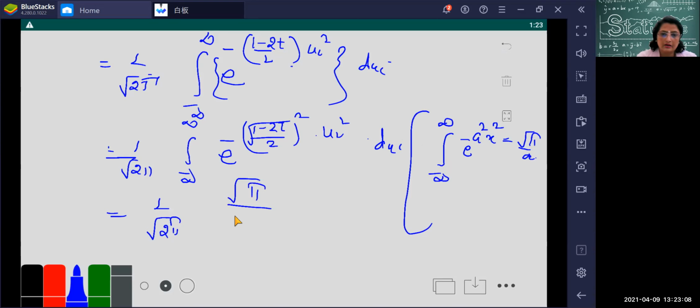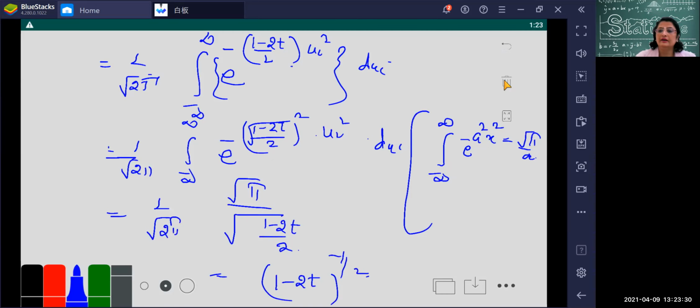And what is doing the work of a? Under root of (1 minus 2t) by 2, this is doing the work, right? So we have just applied the formula of integration. So this comes out to be, so under root pi cancels, so when you solve it, what you will get is (1 minus 2t) raised to power minus 1/2.